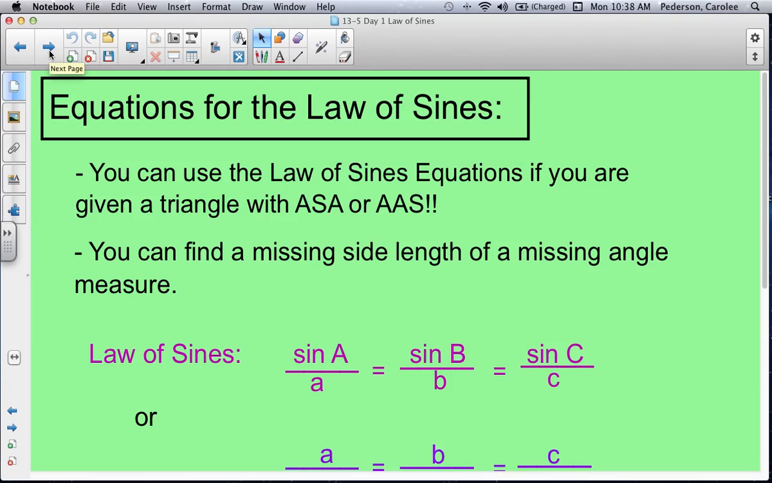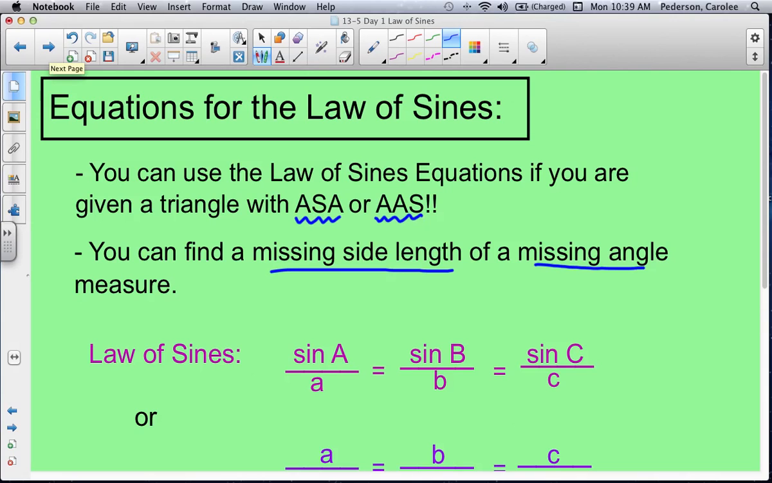This first slide, equations for the law of sines. I do want you to write down that you can use the law of sines when you have angle side angle, or an angle side. What the law of sines does is allows you to find the missing side length or the angle measure in a triangle.